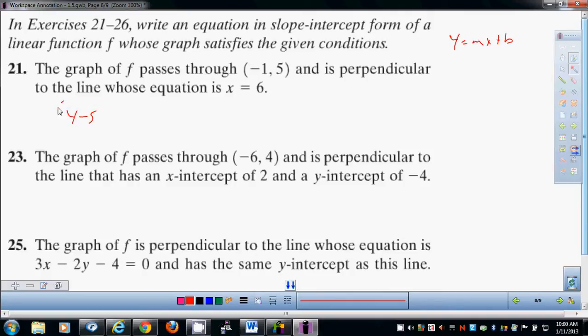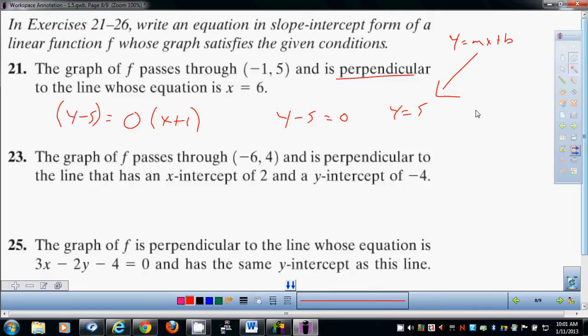y minus your y value equals the slope, which is perpendicular to vertical, which is 0, times x minus your x value. Well, what's 0 times anything? 0. So you're just left with y minus 5 equals 0, which means y equals 5 is the slope-intercept form. These are outside-the-box thinking questions, but they're the same exact problem we were doing a few slides ago. All three of these will make you think like that.